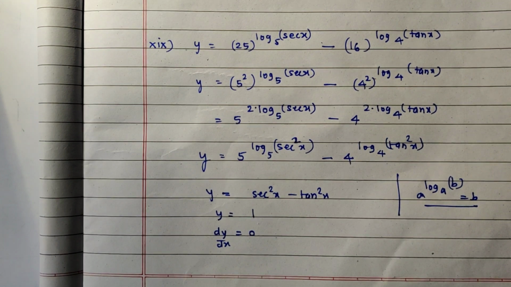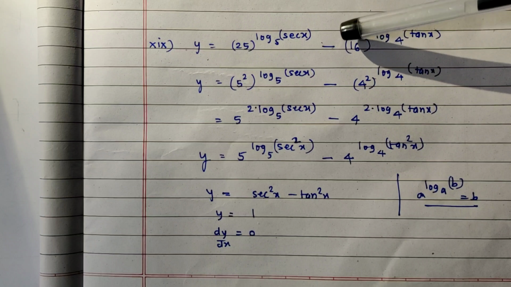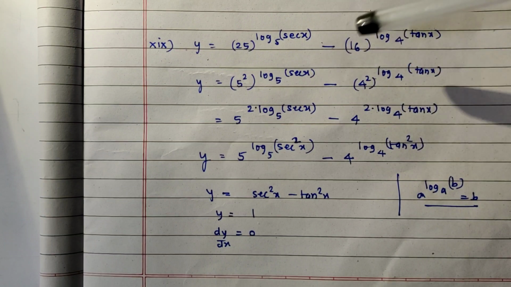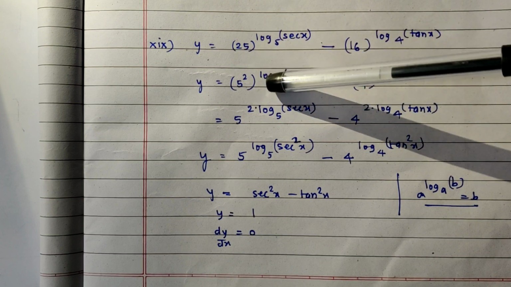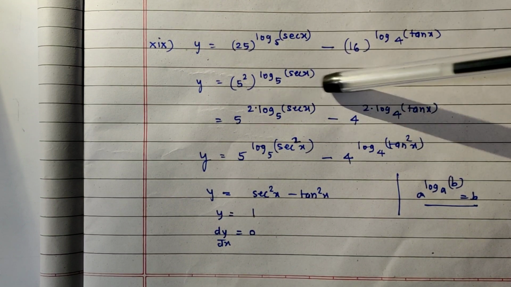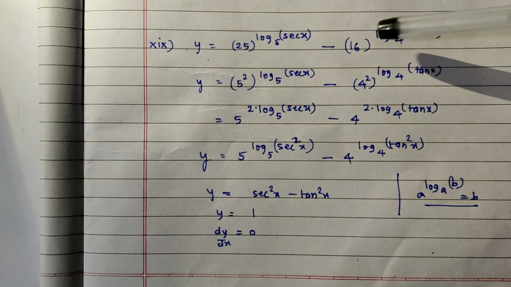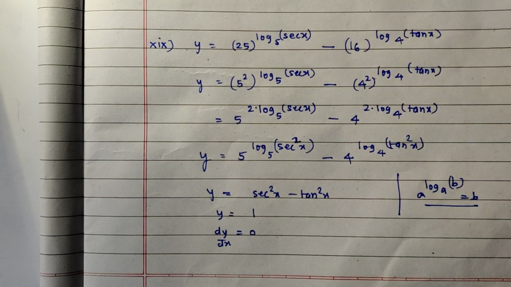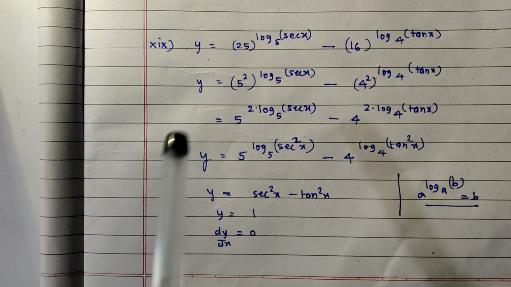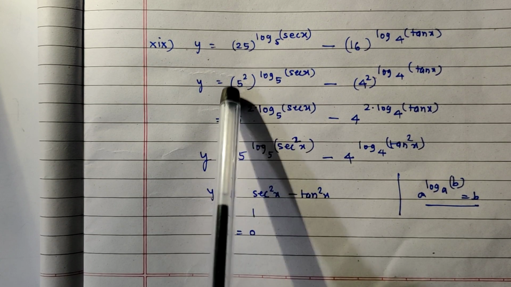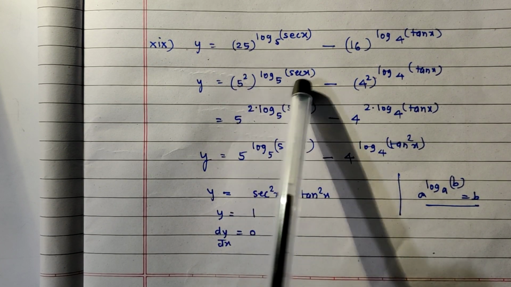19th question, y is equal to 25 raised to power log sec x to the base 5. Here this 25 will write 5 square and raised to power log sec x to the base 5. This 16 will write 4 square, log tan x to the base 4.